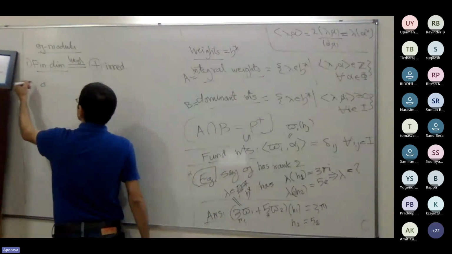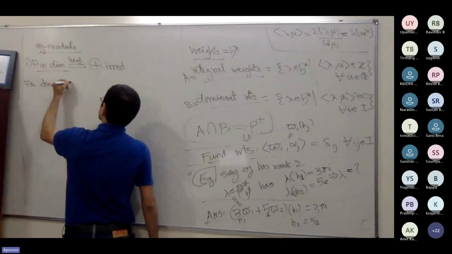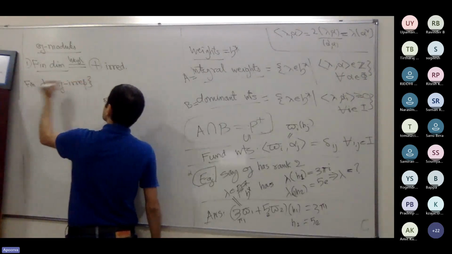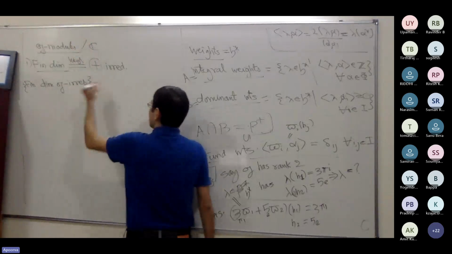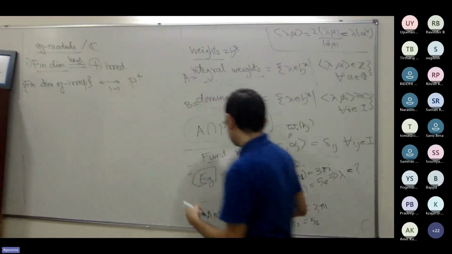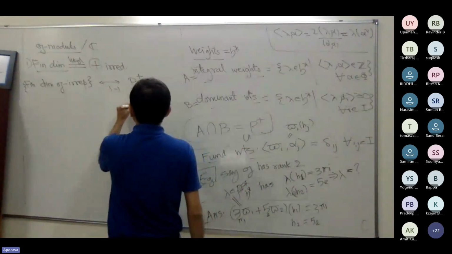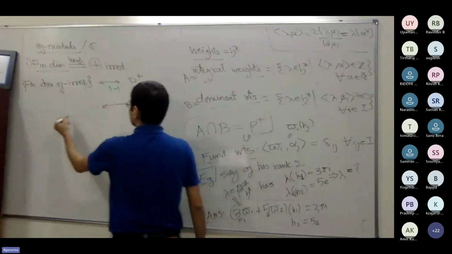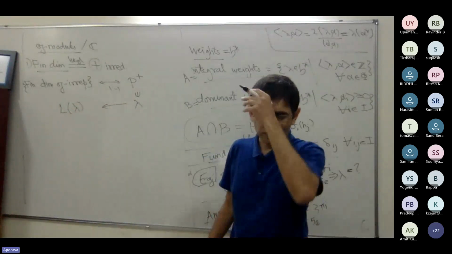The finite dimensional irreducible representations of G over the complex numbers are in one-to-one correspondence with the dominant integral weights, P plus here. For any lambda here, you get a module. I don't know, he called them V lambda, I guess. That's what Ravinder told me.